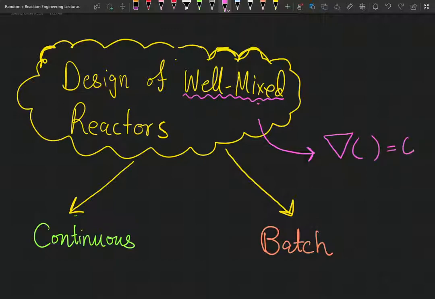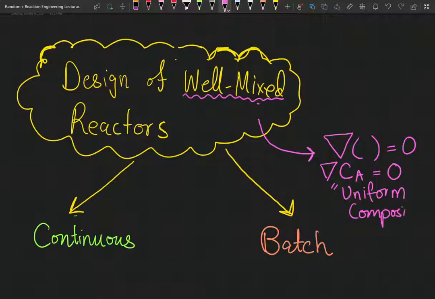I'm saying the gradients of any variable are zero, and this is different from being at equilibrium. This does not imply things are at equilibrium. This just means all the variables are uniform. So for our purposes, the gradient of concentration inside the tank, inside the vessel, is going to be zero. Uniform composition, that's what we're going for.